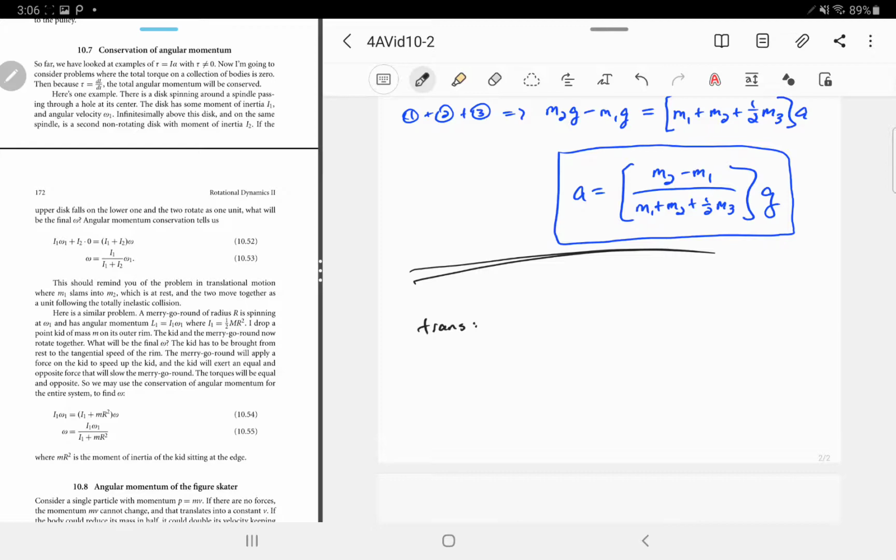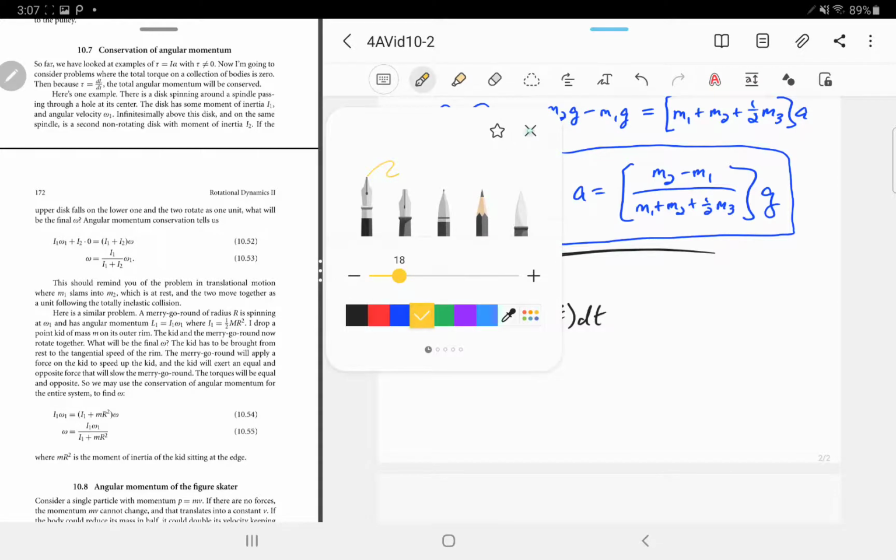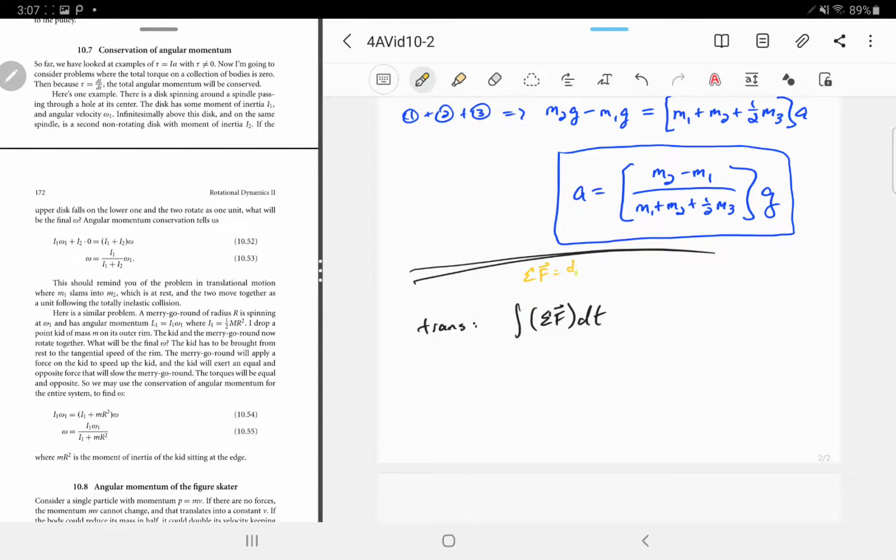So the translational case said that if, let's see, we had the integral of the sum of the forces over time. So I'm reminding you that Newton's second law was the sum of the forces is dp dt. That was the starting point here. And later on, we're going to need the sum of the torques equals dL dt. When we do the rotational version, we'll look at that one. So the sum of the forces equals dp dt. If you multiply both sides by dt and integrate, you get this.